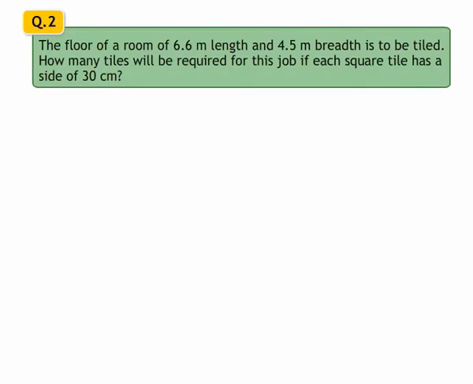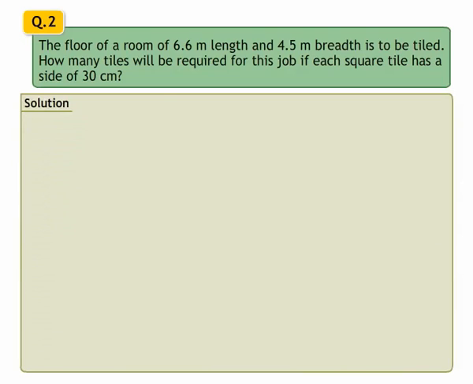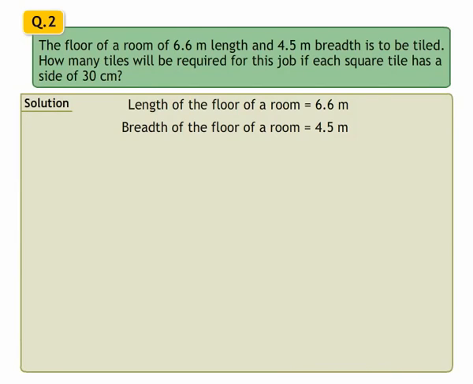2. The floor of a room of 6.6 meter length and 4.5 meter breadth is to be tiled. How many tiles will be required for this job if each square tile has a side of 30 centimeter? Solution. Length of the floor of a room is 6.6 meter and breadth is 4.5 meter. Area of the floor is length into breadth equal to 6.6 into 4.5. That is equal to 29.7 square meter.